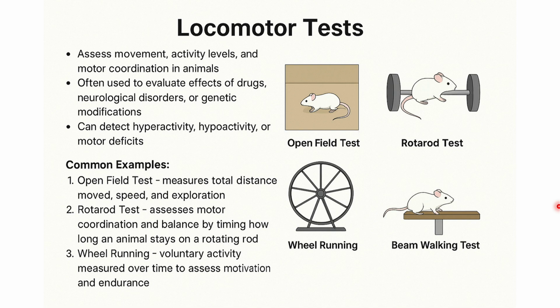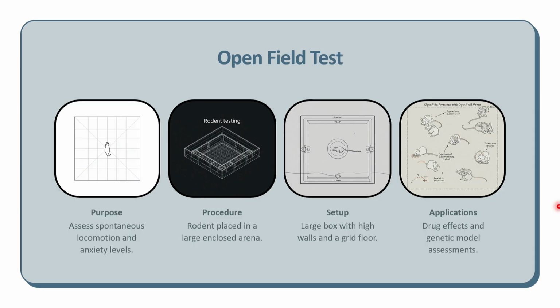Then the third is wheel running. These are just examples, and there are various other behavioral tests that we'll be discussing in the next slides. Wheel running tells us about voluntary activity measured over time to assess motivation and endurance. The animal is left inside a rotating wheel, and we check how long the animal is moving and how fast it is moving. So speed, balance and motor coordination are again the things that we test in wheel running experiments.